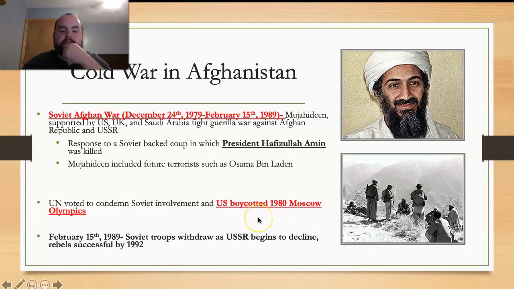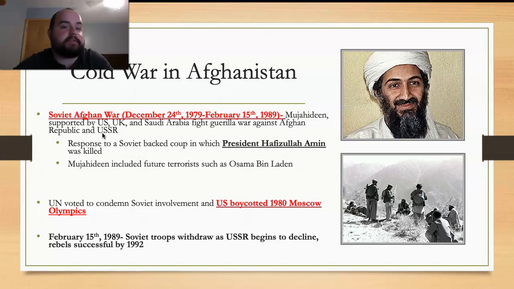Now, to close things off, we're going to look at the Cold War in Afghanistan, which, as you can probably see in this top right picture right here, is one of the best examples of the long-standing impacts of international involvement in the Middle East. This involvement of foreign powers in Afghanistan started with the Soviet-Afghan War of 1979 through 1989. In this war, Islamic guerrilla fighters known as the Mujahideen were supported by the United States, the UK, and Saudi Arabia in their war against the Afghan Republic, which was backed by the USSR.